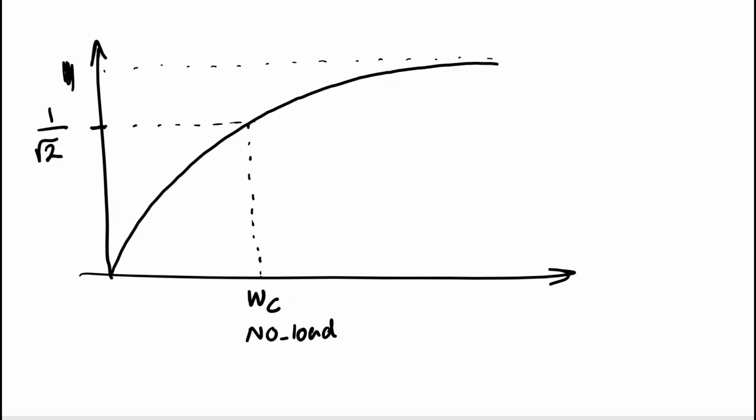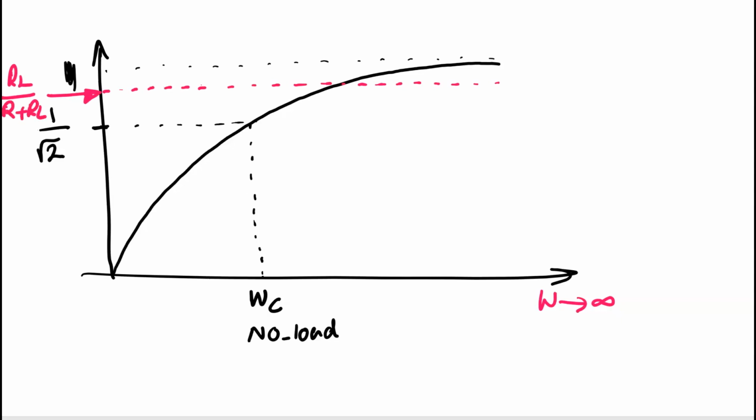And for the loaded case, this time, instead of reaching 1 at higher frequencies, my maximum gain would be something equal to, let's assume that what I have here is RL over R plus RL. So this would be the maximum gain. So finally my frequency response plot will reach this maximum gain as omega approaches infinity.